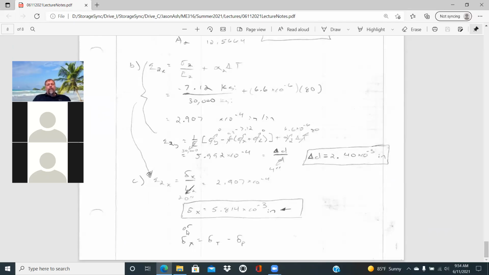The other way that you could do this step is delta x would be equal to the thermal expansion that you had minus then the mechanical displacement back. And so that would be another way to solve for that instead of looking at strain. So delta x would be equal to alpha delta T times L for the thermal expansion minus PL over EA for the mechanical compression that's being placed on there.